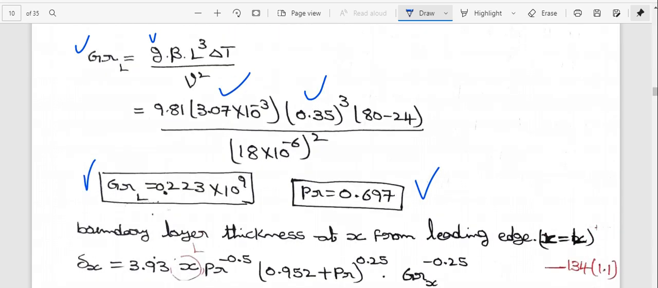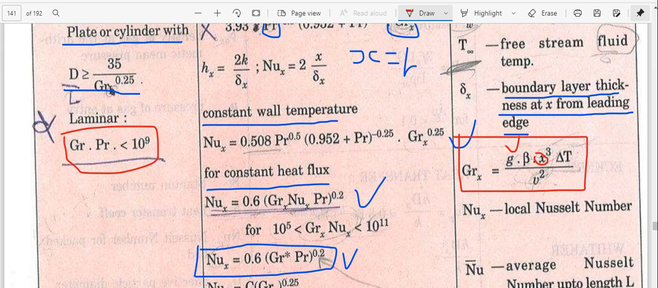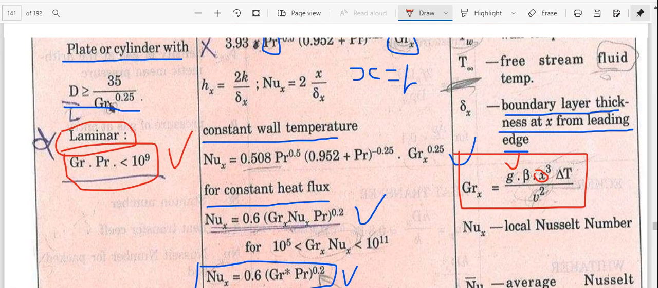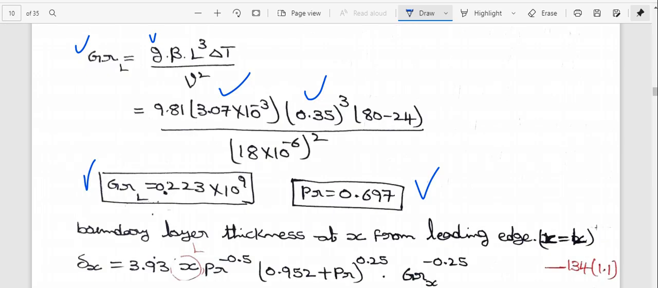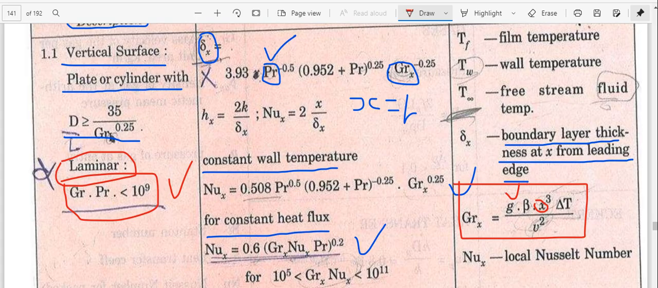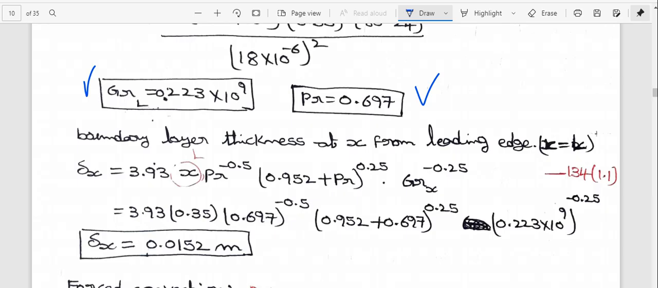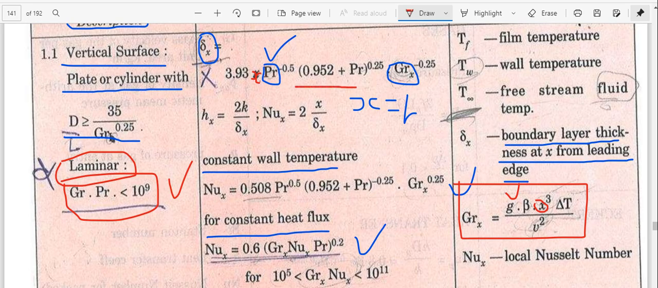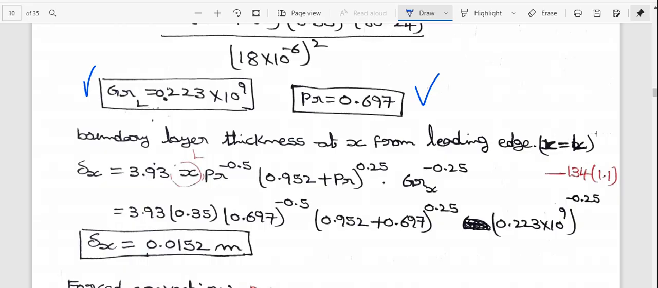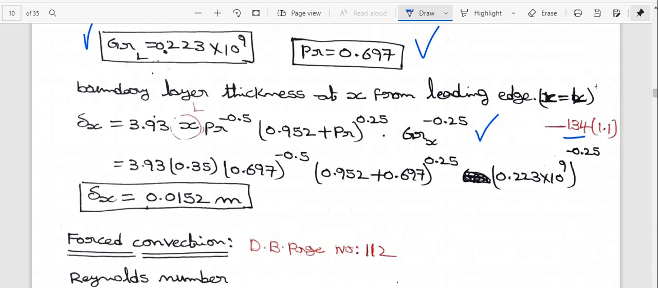Here the Gr Pr value is less than 10 power 9. That's why I'm considering laminar flow. What is the laminar flow formula? Delta x equals 3.93 x into Pr power minus 0.5 into (0.952 plus Pr) power 0.25 into Gr_x power minus 0.25. This formula is taken from data book page number 134, laminar flow.